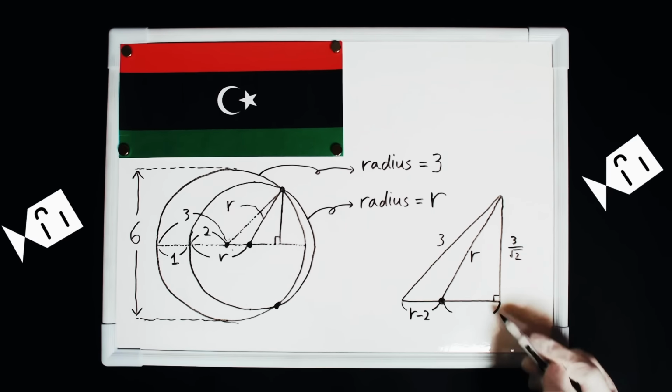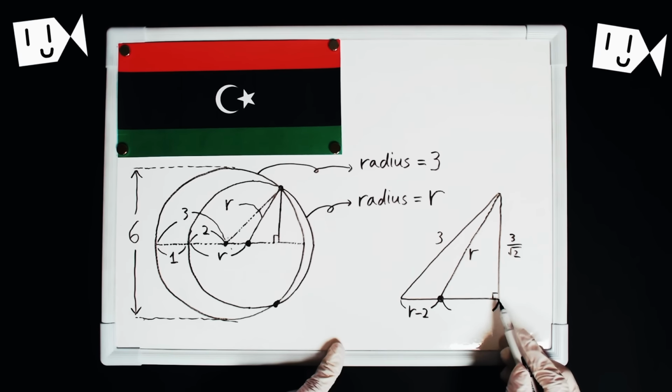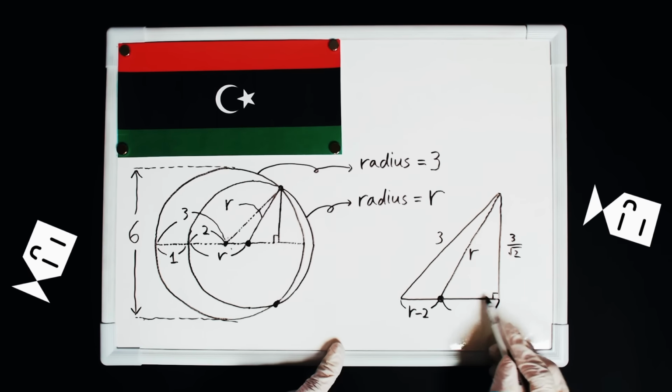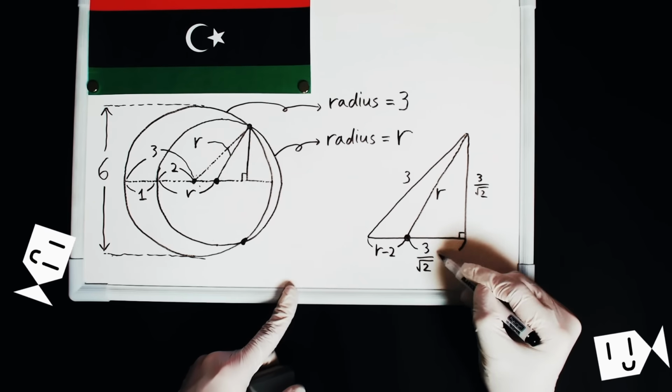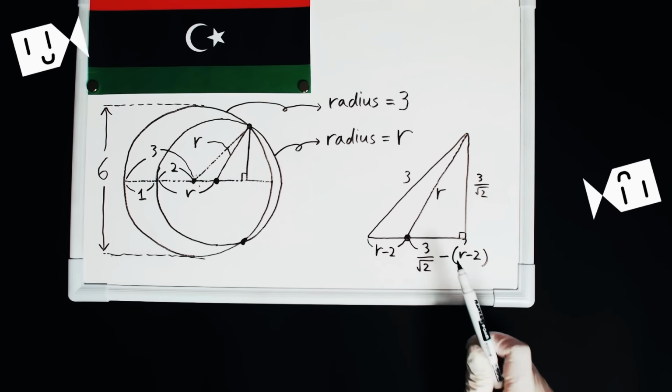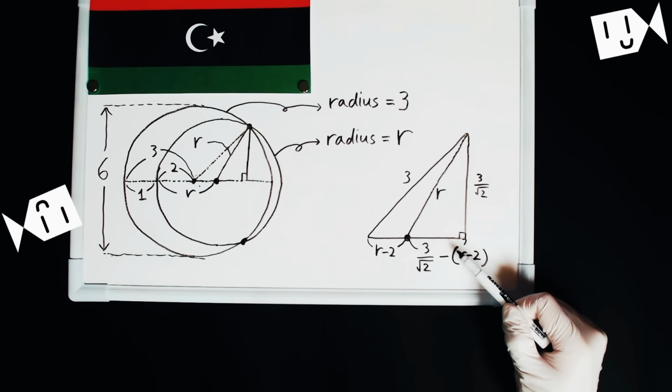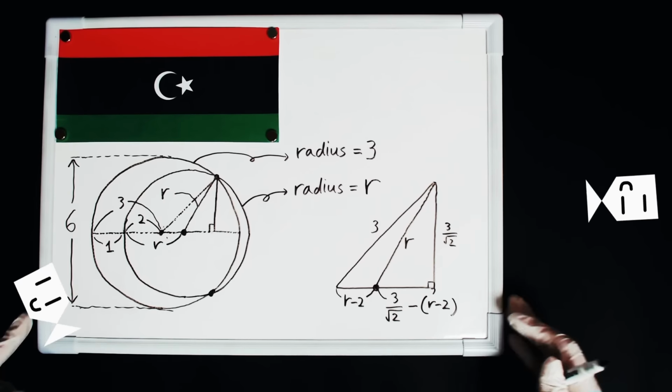Now what's the length of this? We know that this side of the triangle is the same as this, so 3 over root 2. So this segment is that minus, open parenthesis, r minus 2. We have obtained the 3 side lengths of this right triangle without using the Pythagorean theorem.